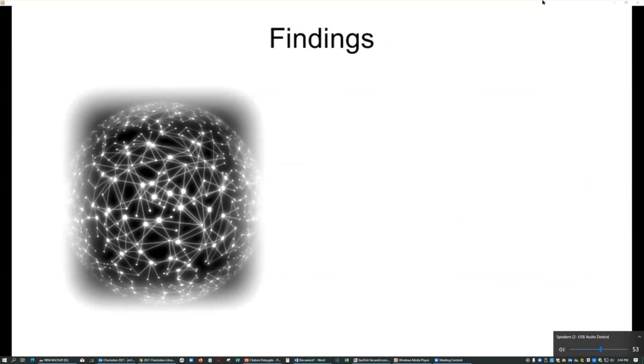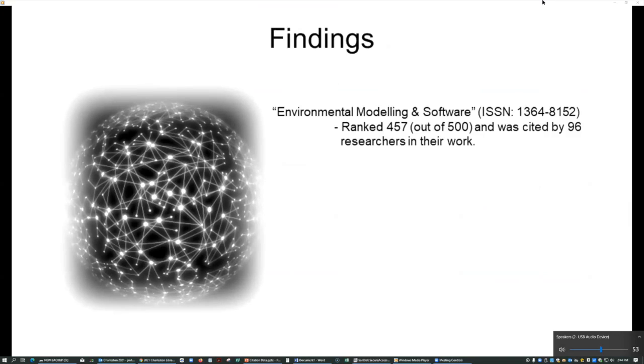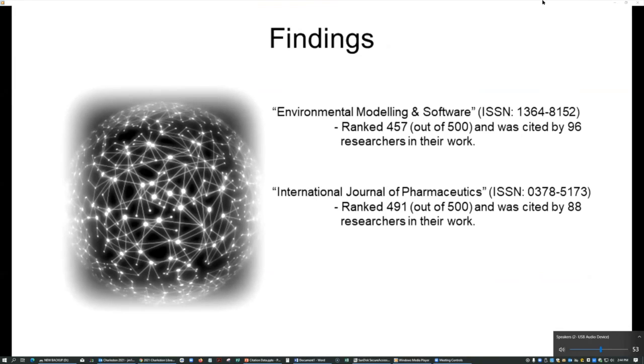So, looking at the top 500 journals cited by our researchers, I found that our library was not providing electronic access to only 2 of them. The first missing journal was Environmental Modeling and Software and ranked at 457 out of 500 with 96 publications citing content in this journal from 2015 to 2019. The second missing journal was the International Journal of Pharmaceutics and ranked at 491 out of 500 with 88 publications citing this journal from 2015 to 2019.